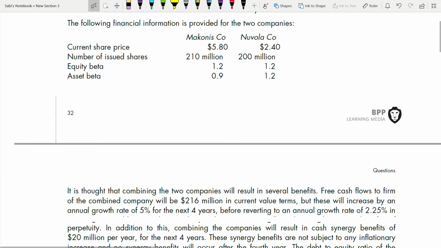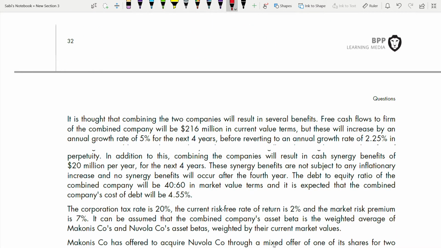Now, it is thought that combining the two companies will result in several benefits. Free cash flow to firm of the combined company will be 216 million in current value terms, but this will be increased by an annual growth rate of 5% for the next 4 years before reverting to an annual growth rate of 2.25% in perpetuity.